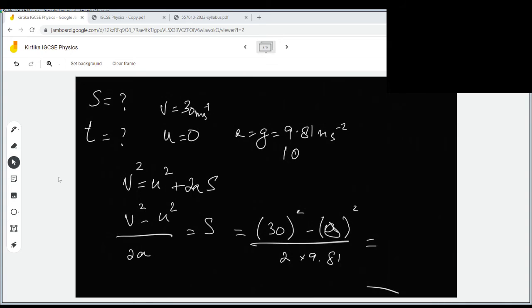If you do 900 divided by 20, that's 45. Okay. So your answer was 45.87, and it would be in what unit? Distance, right? Meters. Meters, perfect.